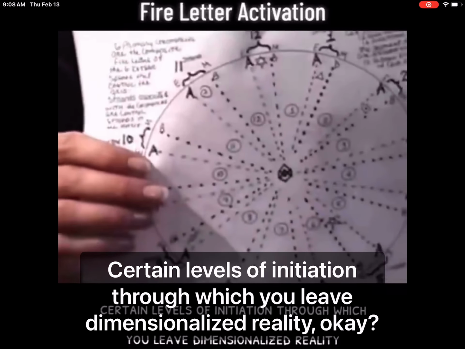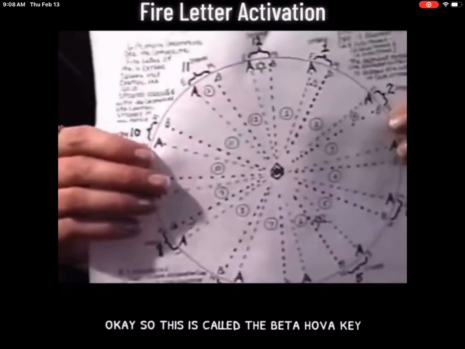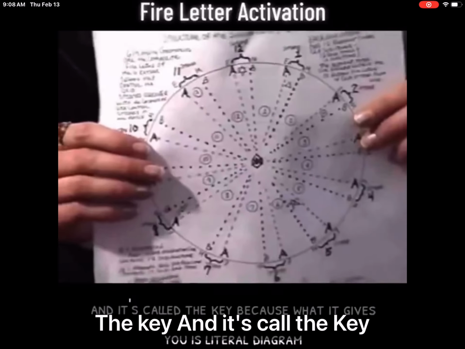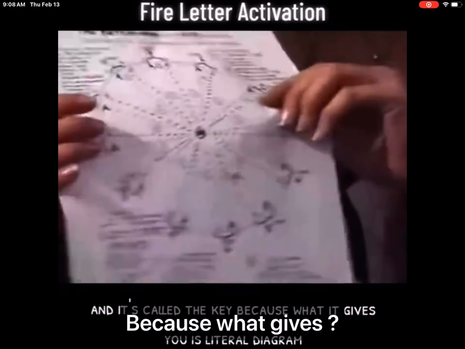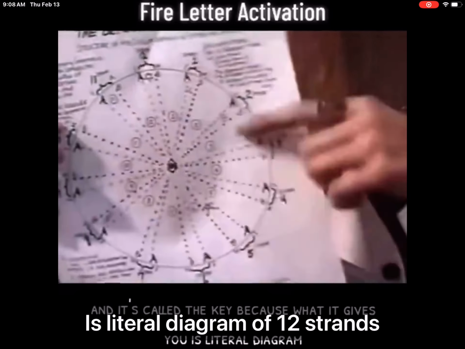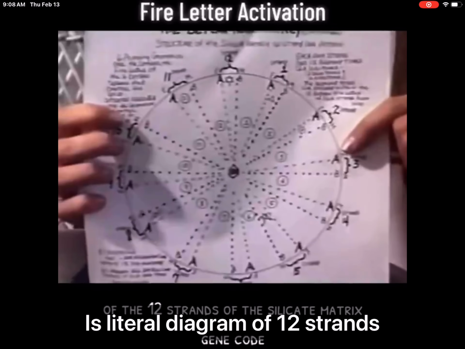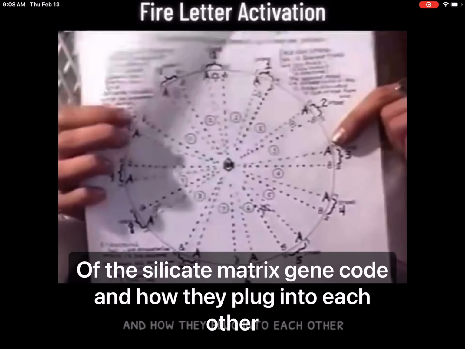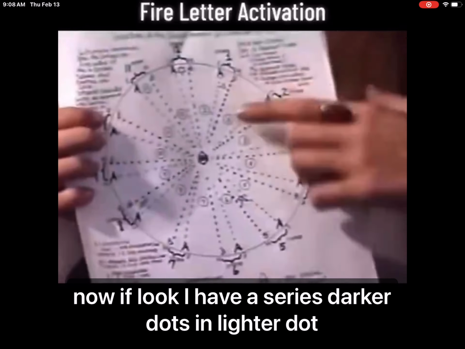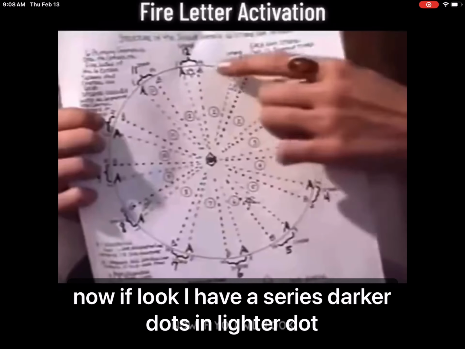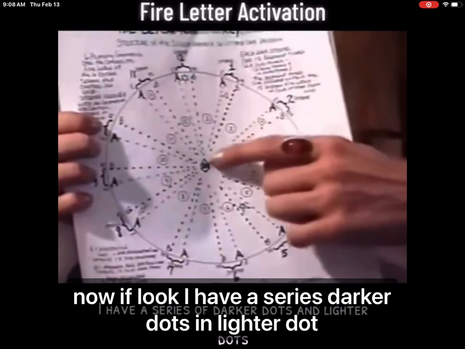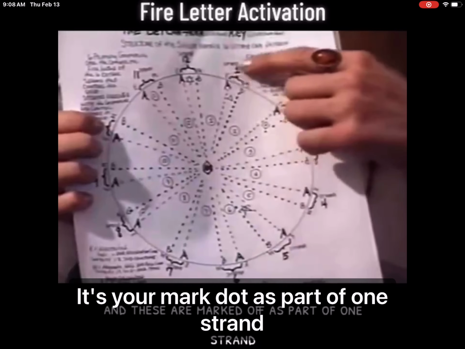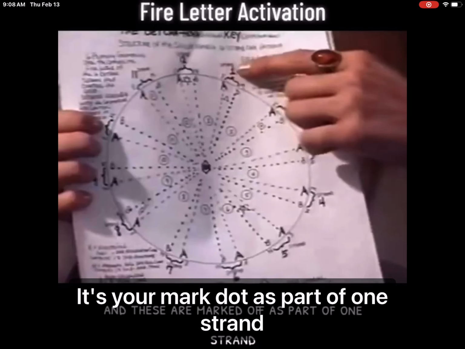Dimensionalized reality. Okay, so this is called the Betahuva key. And it's called the key because what it gives you is the literal diagram of the 12 strands of the silicate matrix gene code and how they plug into each other. Now, if you will look, I have a series of darker dots and lighter dots, and each are marked off as part of one strand.